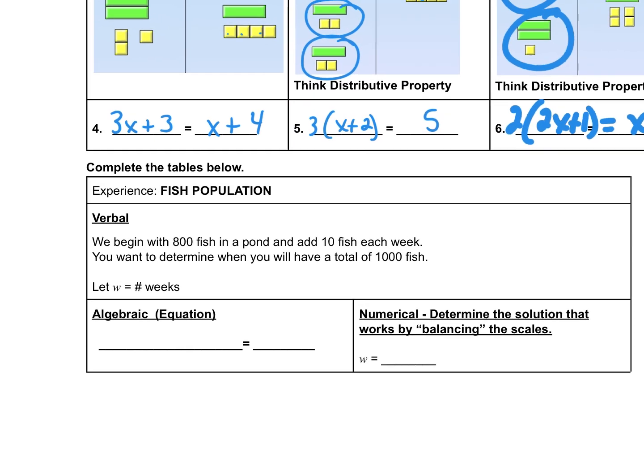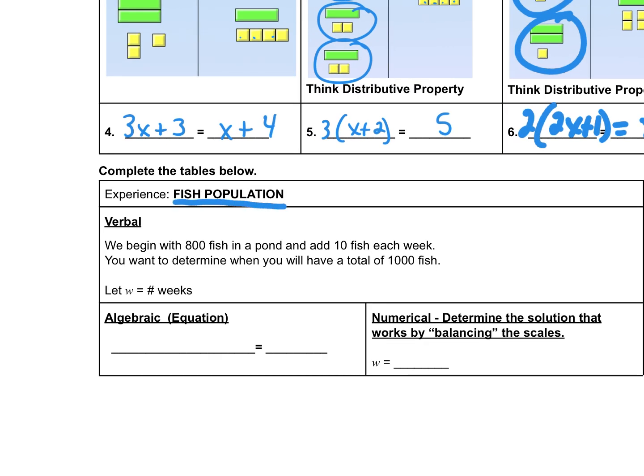Let's go fishing. All right, fish population. Verbal. We begin with 800 fish in the pond and add 10 fish each week. You want to determine when you have a total of 1,000 fish. Remember, this is like the storybooks. You want to decide where's the begin value. All right, so you begin with 800 fish.